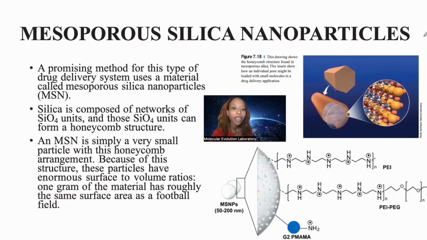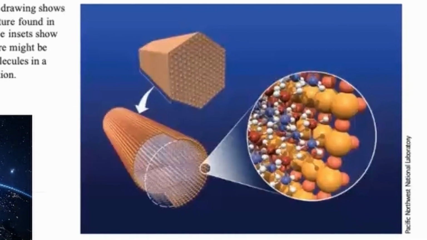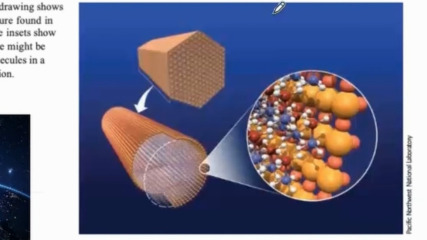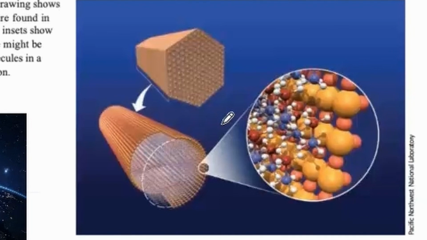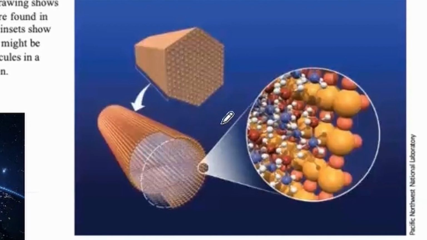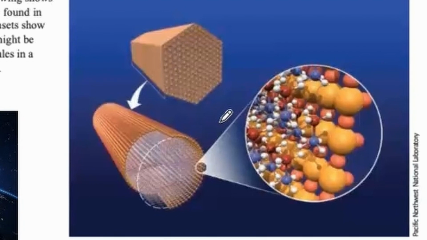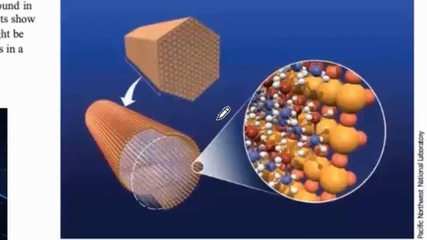A promising method for this type of drug delivery system uses a material called mesoporous silica nanoparticles. Silica is composed of a network of silicate units, and those silicate units can form a honeycomb structure, as you can see here. So the mesoporous silica nanoparticle is simply a very small particle with this honeycomb arrangement. Because of the structure, these particles have an enormous surface to volume ratio. 1 gram of material has roughly the same surface area as a football field.